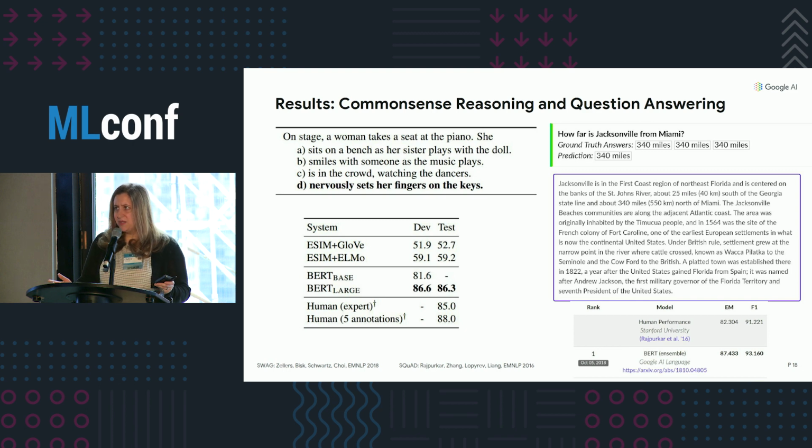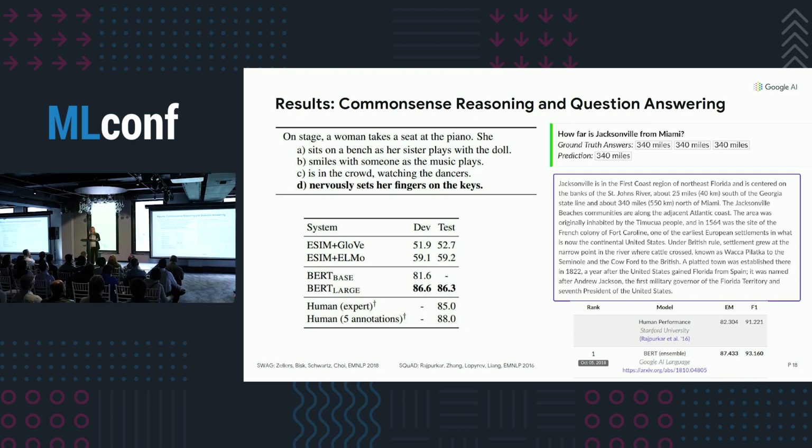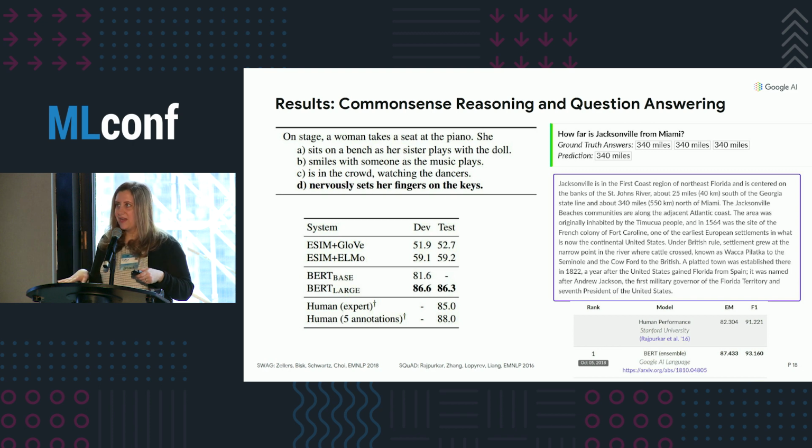And so humans are about 85% on these, and prior state-of-the-art systems were really bad at this. The best model that didn't use any special language modeling pre-training was 52% accurate. An ELMo model from the prior year that does this pre-trained language modeling but only looks separately to the left and separately to the right got up to 59. And the large version of BERT could get 86. So this is actually better than the humans.